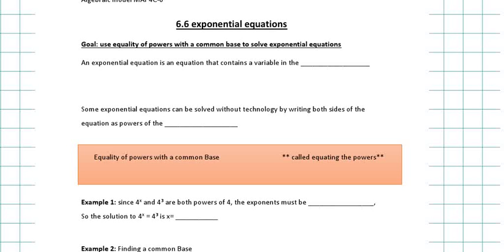Okay, so we're starting with exponential equations. So far, the base has been the unknown, right? So the base is x, and the exponent is known, let's say 2, or 2/3, or whatever. But when we're talking about exponential equations, the exponent is your variable. Okay? So an exponential equation is an equation that contains a variable in the exponent.